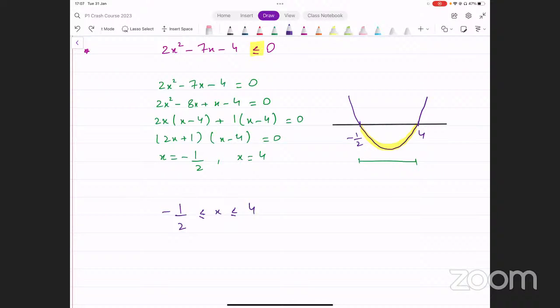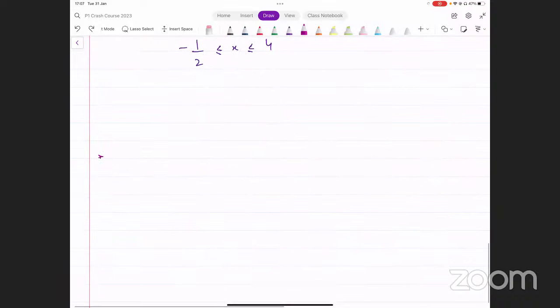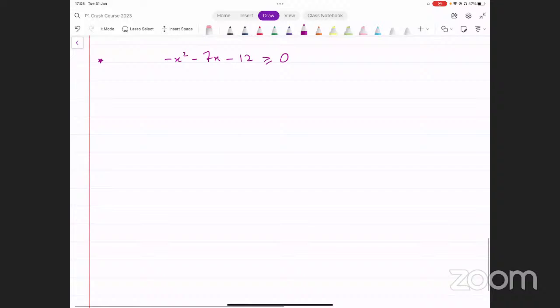All right. Now, let's do one last example before we move on to some practice questions. Let's say we've got something like this: minus x squared minus 7x minus 12 greater than or equal to 0. Now we've got an inequality like this.